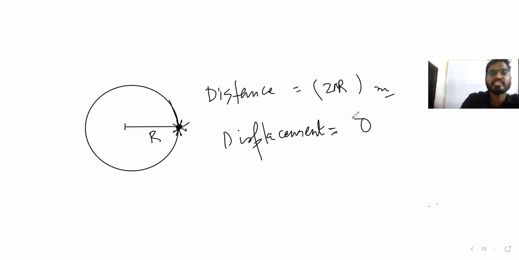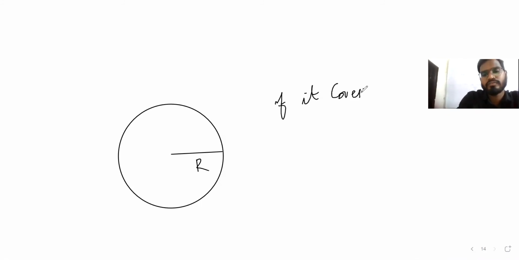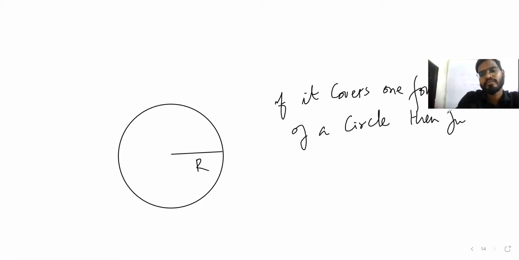A particle is running in a circular path of radius r. If it covers 1/4 of a circle, then find distance and displacement.